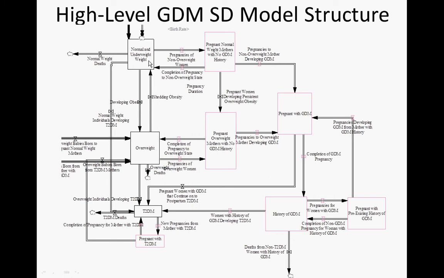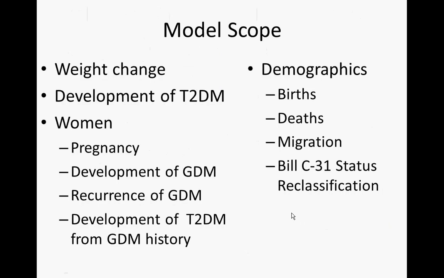For women, there are additional stocks into which they can enter. Stocks associated with pregnancy, weight change during pregnancy, associated with this flow, and there's a risk that they may develop gestational diabetes. Having developed gestational diabetes, the model then remembers them as associated with a history of gestational diabetes if they haven't already gone on to type 2 diabetes. This history predisposes higher risk for subsequent type 2 diabetes as well as recurrent bouts of gestational diabetes.